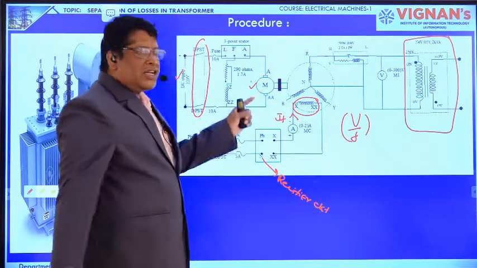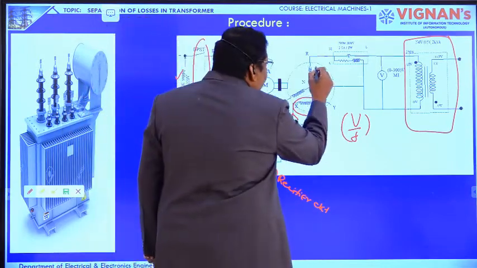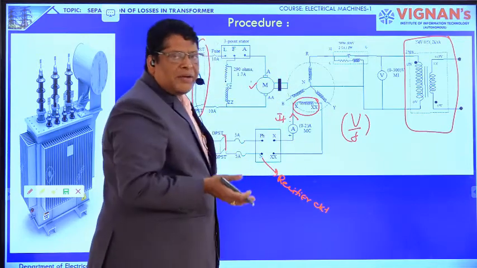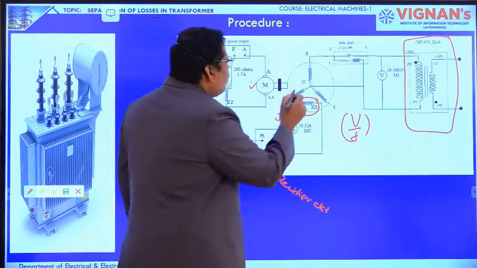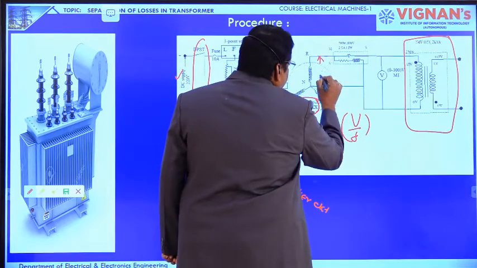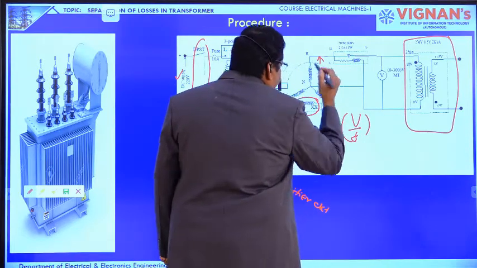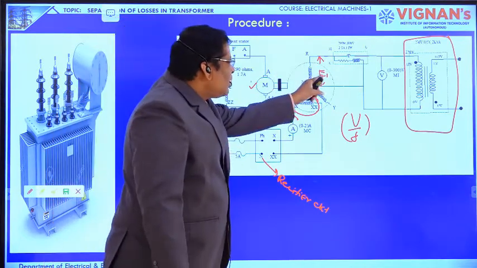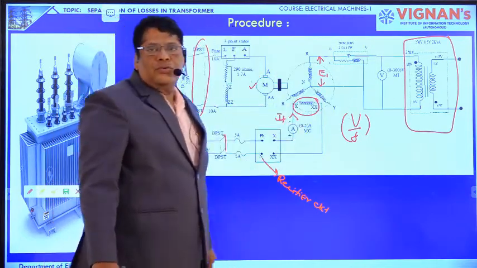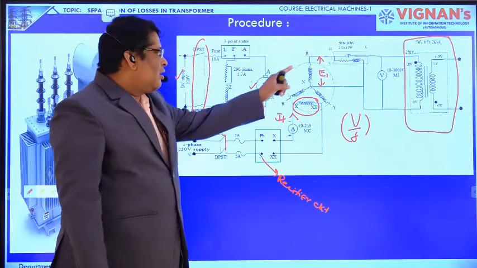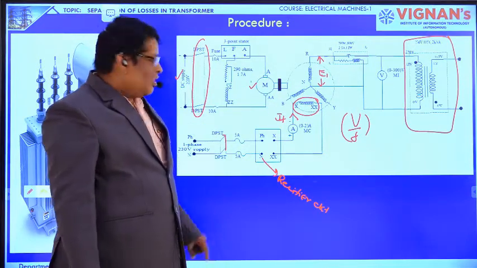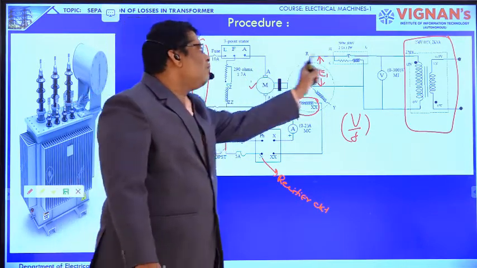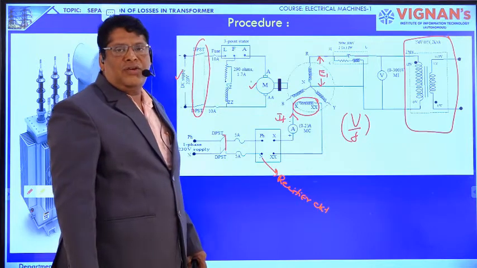Whenever the field current changes, the voltage induced in this winding changes. This is the three-phase alternator. If one winding changes, the remaining windings also change. The voltage induced in this winding will change. In that manner, we change the voltage which is applied to the transformer. See here, by changing the field current, we can change the voltage, and that voltage only is applied to the transformer.